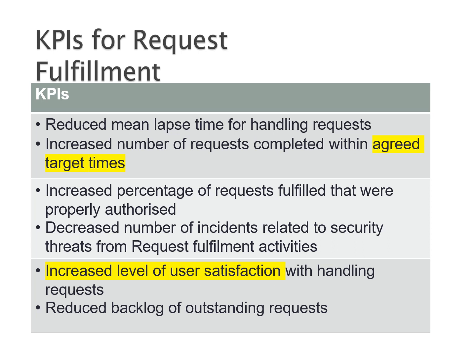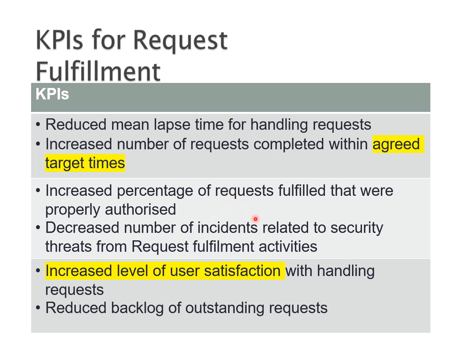So how do we measure whether your request fulfillment is good? There you need to have KPIs, key performance indicators, such as the reduced mean elapsed time for handling, how fast you handle a request, as well as the number of requests that can be completed within the target times, as well as increased percentage of request fulfillment that were properly authorized.